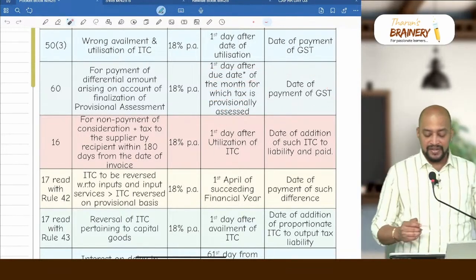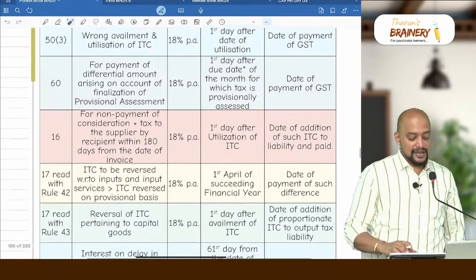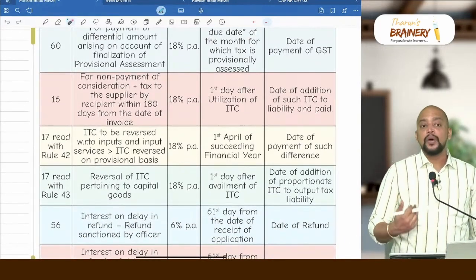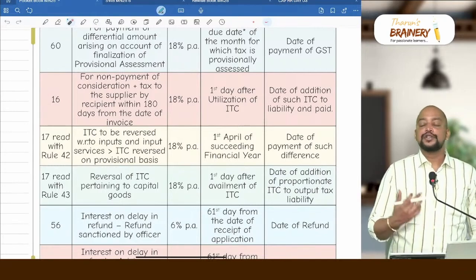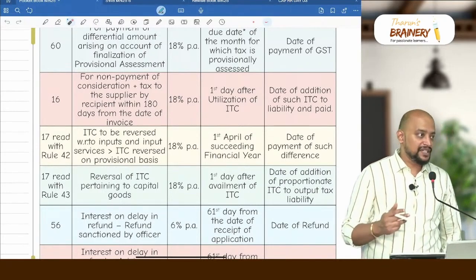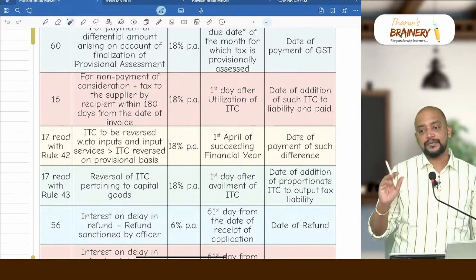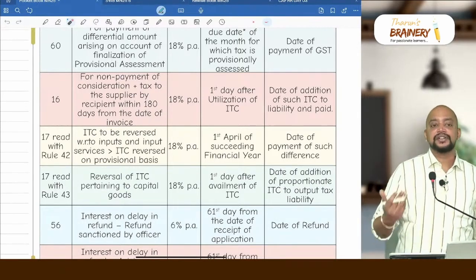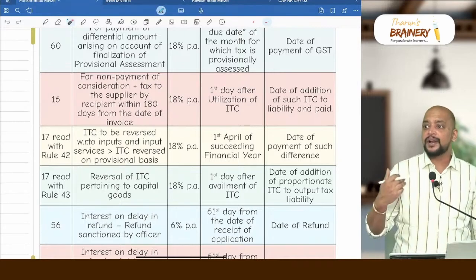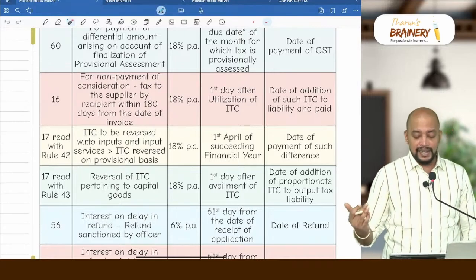Whereas section 16 says that if the recipient is not making payment to the supplier within 180 days from the date of invoice, so much of the ITC availed by the recipient needs to be reversed along with interest at the rate of 18% per annum. And that interest, in case of wrong availment of ITC, always needs to be computed from the date of utilization till the date of reversal.